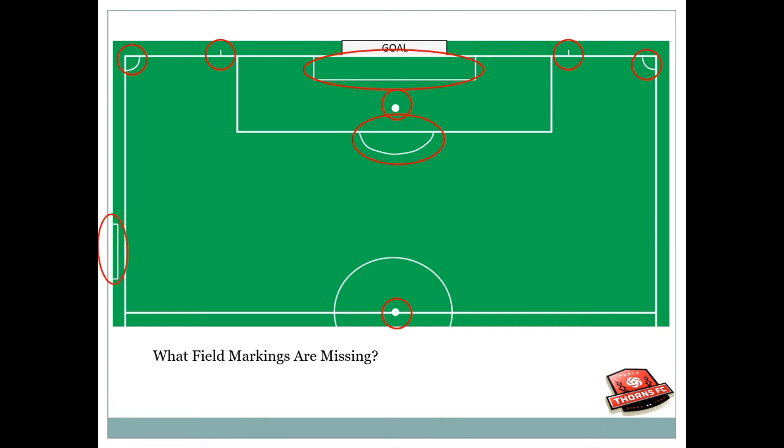There are a few things identified here which may be new to you, or maybe you've seen these markings before but had no idea what purpose they served. One, here is the technical area. This is an area where a coach can provide instructions to his or her team. The team bench dugout is located behind this area.